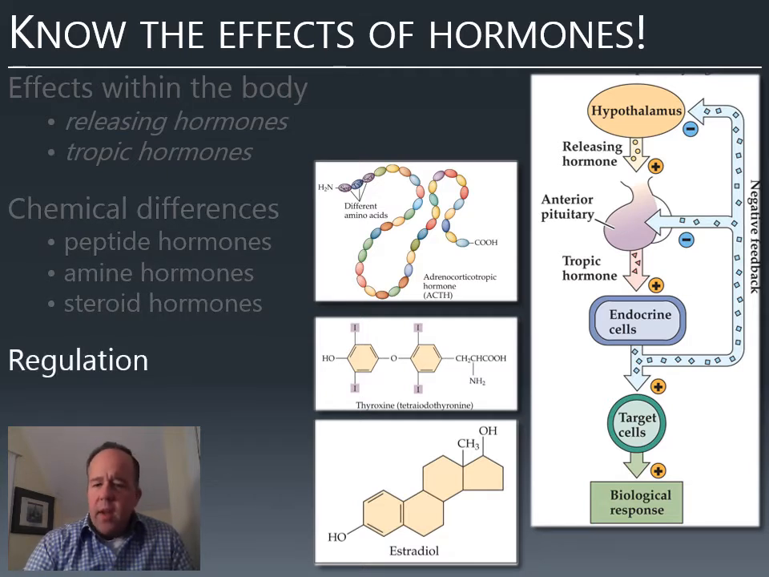Know how hormones are regulated. So what controls their levels? And of course, the biggest factor here is the idea of negative feedback. When those tropic hormones reach endocrine cells, they secrete their own hormones, and those hormones inhibit the hypothalamus and the anterior pituitary. It keeps them from releasing more hormone. So there's that negative feedback concept. So understand what that means.